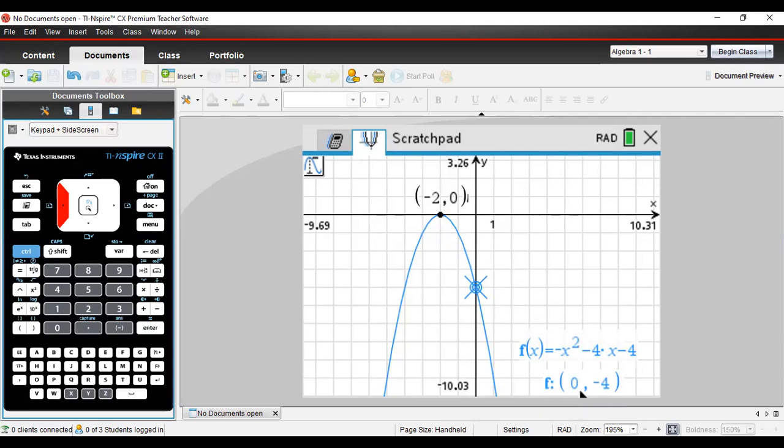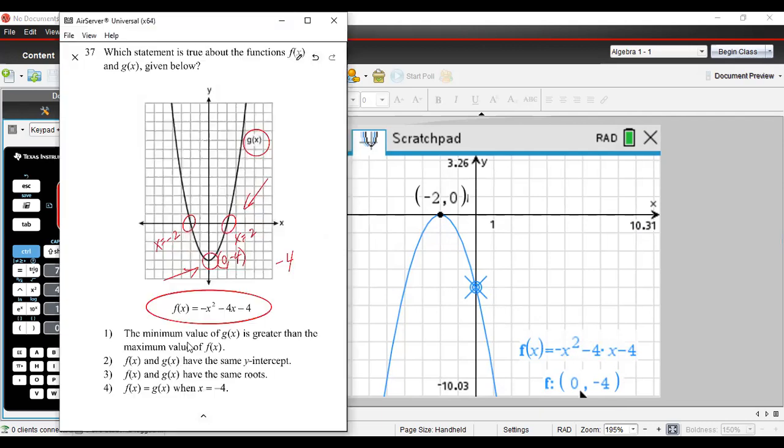So now let's go back and compare. It says that the minimum value of g of x is greater than the maximum value. So the maximum value is not the x value here, it's the y value. So the y value at this point is 0. And the minimum for this g of x function is -4. So the minimum value of g of x is not greater. So this answer is not correct, so we would cross that off.